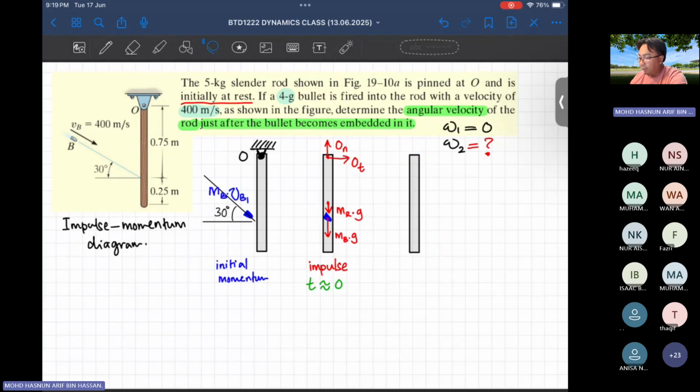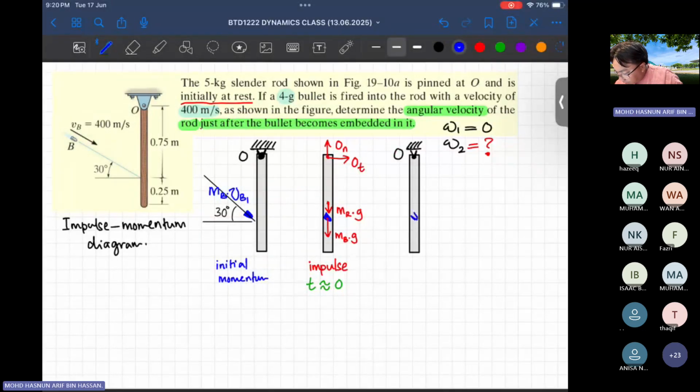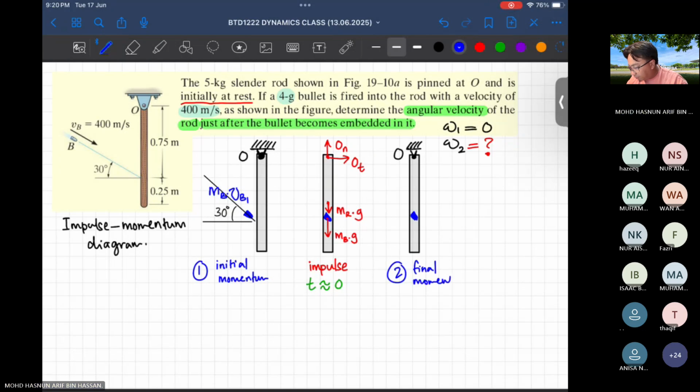Okay, so now the next diagram that we need to draw is what happened after the motion, after the impact. Okay, so we have the pin connection here at point O. Okay, so now the bullet is already inside. Okay, the bullet is here. So initial momentum is basically motion number 1. Now motion number 2 after impact. Okay, this is the final momentum.